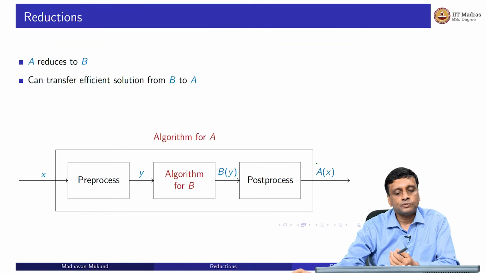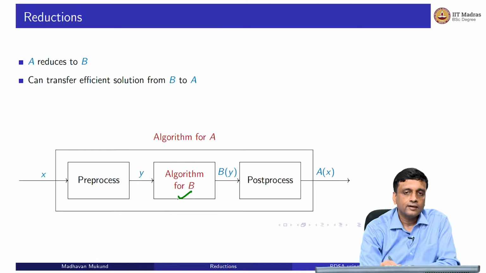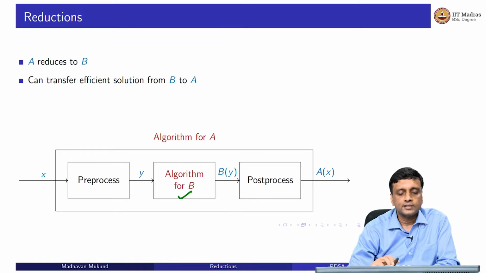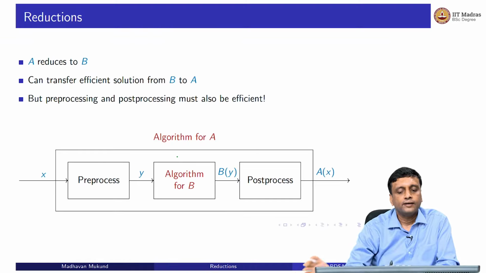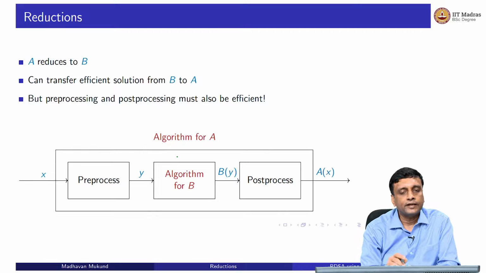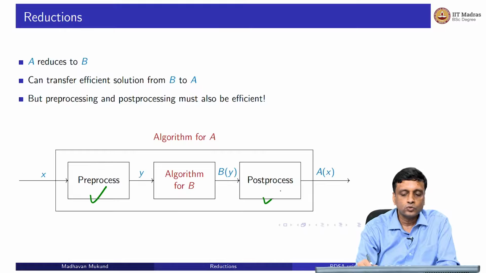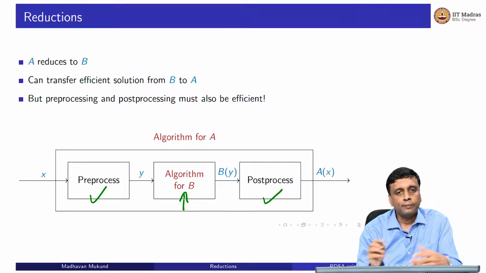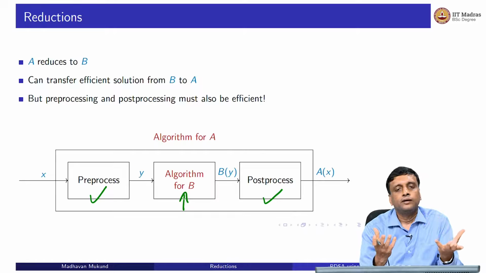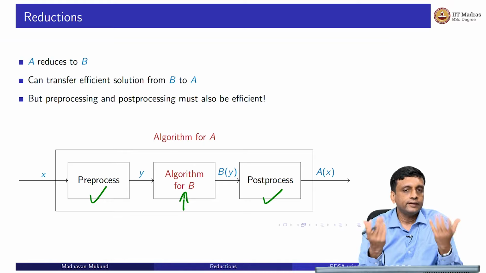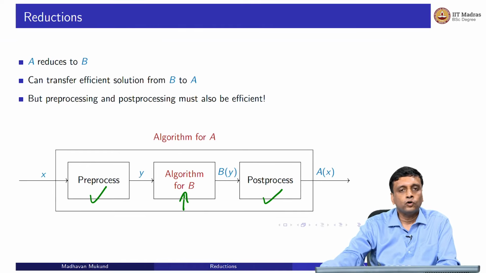If we do this fast, and of course, if you can do the translation fast, then you can transfer an efficient solution for B to an efficient solution for A. Provided it does not take too long to do these two steps, and you know that this step is going to be quick, then combined the whole thing is going to be quick. I have to do some work, call B, get the answer from B, which will be quick, and then reconstruct the answer for A. So this is a typical scenario of using reduction.